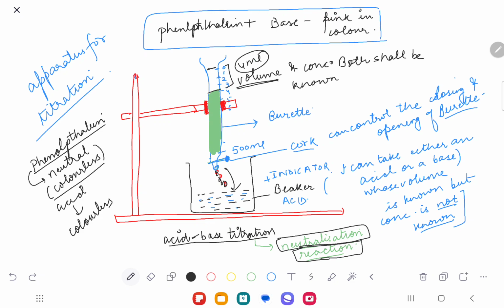Are you understanding? Any doubts in this? Understood or not? So that's the concept.